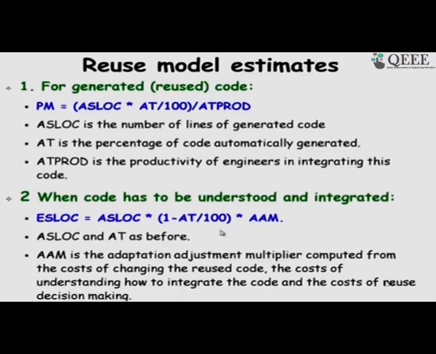Whereas a white box reuse, the adaptation adjustment multiplier, will give a much larger effort in developing. So, here the estimated lines of code to be developed is the application software lines of code into 1 minus how much is generated. So, if 0.9 is black box reuse, then it becomes application source lines of code into 0.1 divided by application adjustment factor. So, that is the lines of code that we have to develop.